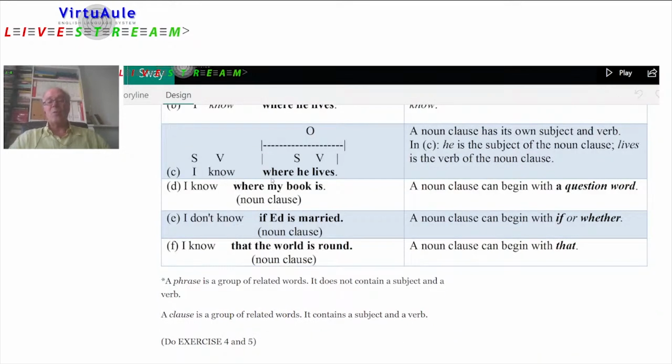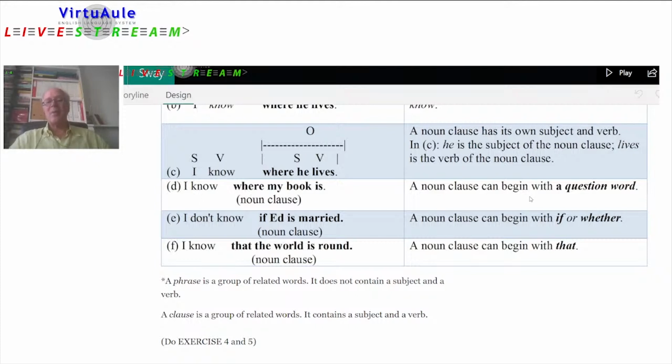C: I know where he lives. A noun clause has its own subject and a verb. In C, he is the subject of the noun clause. Lives is the verb of the noun clause. You see? He lives. We have that inside the noun clause. Now keep in mind that this is a dependent clause. It depends on I know. I know is the main clause, the main phrase. D: I know where my book is.